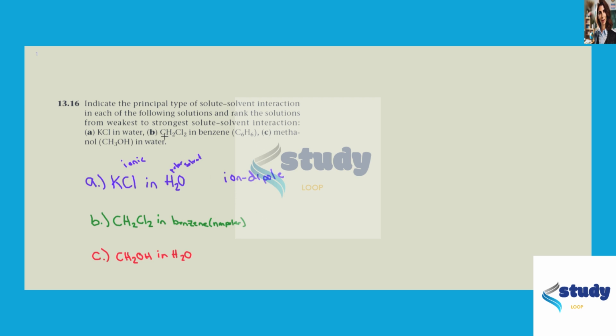We have carbon, hydrogen, and chlorine, and it's in benzene, which is a nonpolar solvent. So we have something that's nonpolar and nonpolar. So what types of forces do we have for a nonpolar interaction? No ion, no dipole. The only thing we have is dispersion forces. Could be called London dispersion forces as well. Dispersion forces. Awesome.